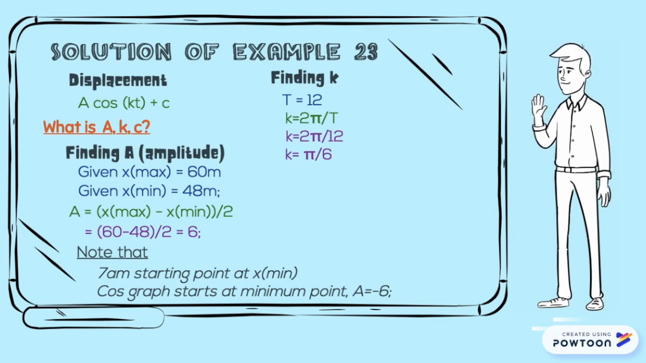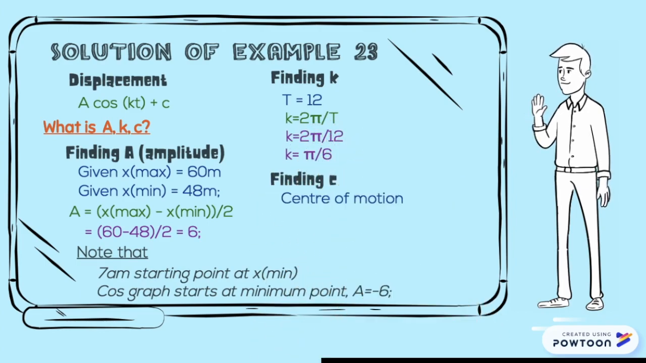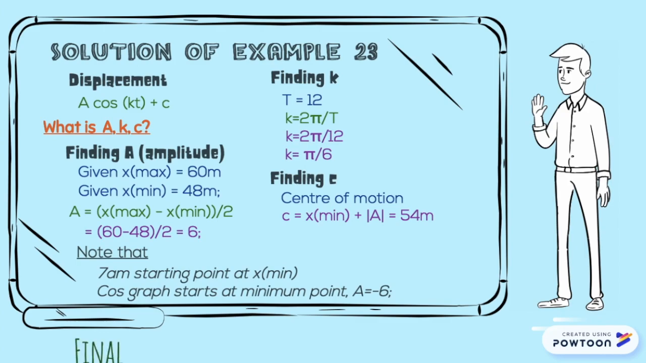Now that we have k, we can find c, c being the center of motion. Basically, we take the minimum displacement, 48 meters, and add the magnitude of the amplitude to it. So c equals 48 meters plus 6 meters, and we get 54 meters. We have A to be minus 6, k to be pi over 6, and c to be 54. So our final equation is x equals minus 6 cos open bracket pi over 6 t close bracket plus 54.